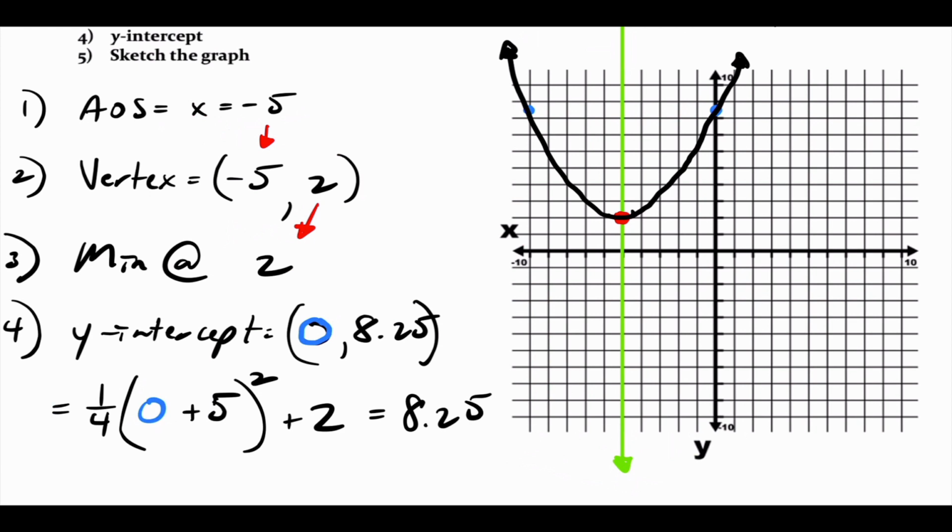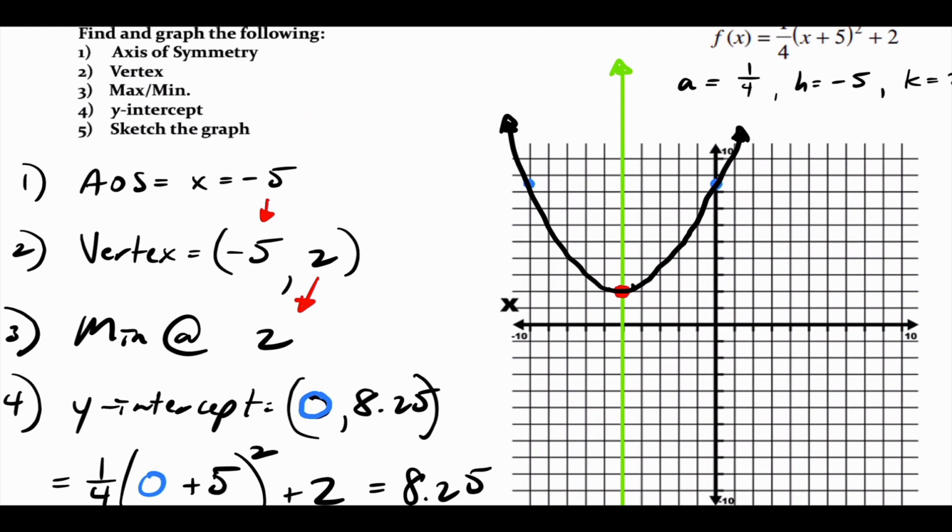Is this one wide, skinny, or somewhere in between? This one's wider. Because A was very, very close to 0. 1/4 is really, really close to 0. So the closer we are for A to 0, the wider it's going to be.